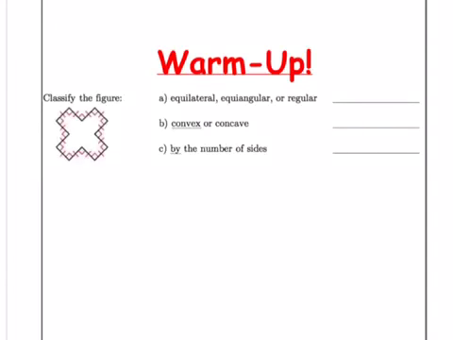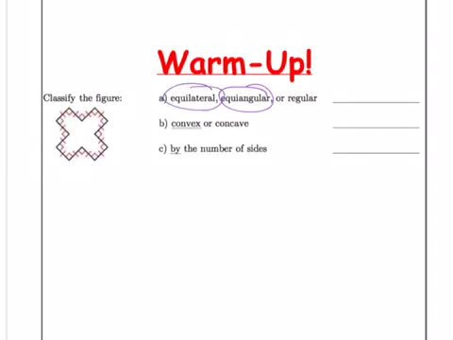Just as a refresher from the last lesson, if we are classifying this figure right here, we would say it is equilateral because all the sides are the same. It's equiangular because all the angles are the same. It is not irregular because it is concave. So I'm just going to circle equilateral and equiangular.